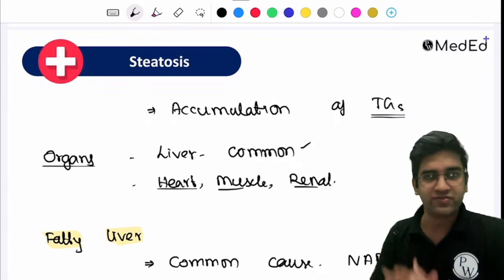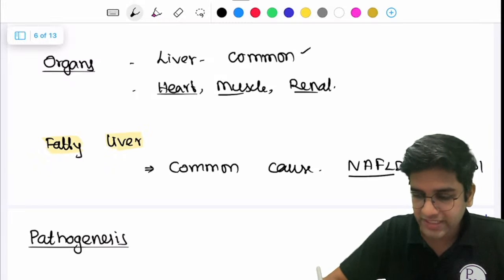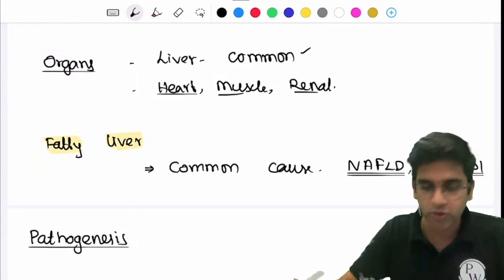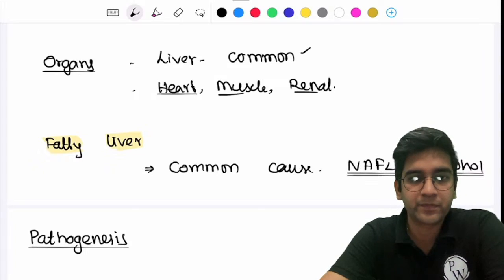Fine. Now look at fatty liver. So you look at fatty liver, there are two common etiologies. One is NAFLD, the other one is alcohol. Can anyone tell me what do you understand by the term NAFLD?